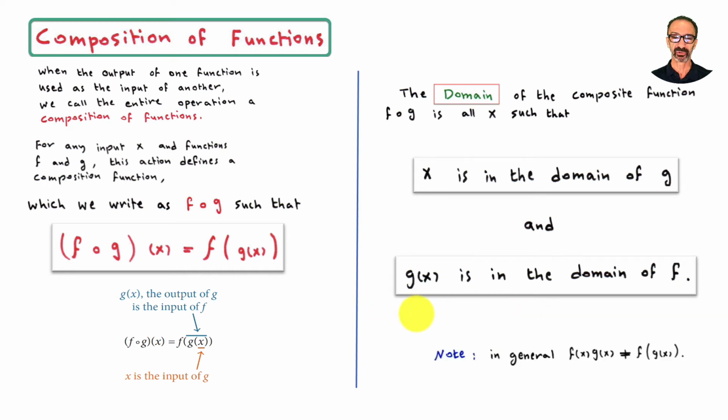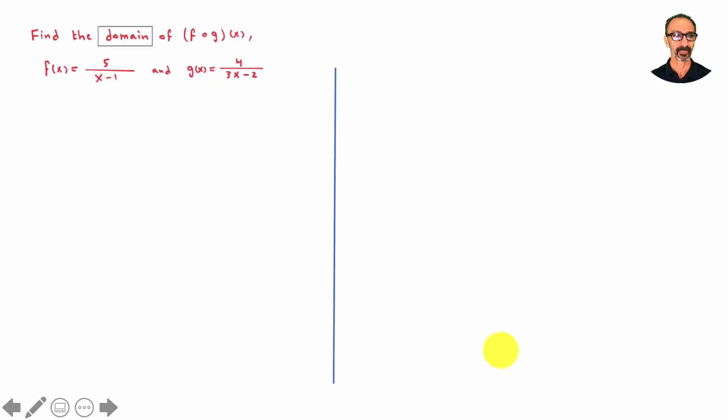Just a quick note. This composite and this composite are not the same. In general, they are not the same. The product and f of g of x are not the same. Okay? After this slide, I'm just going to show you a good example about the domain in detail. Here's an example about the domain.